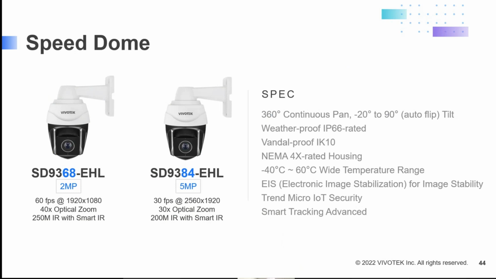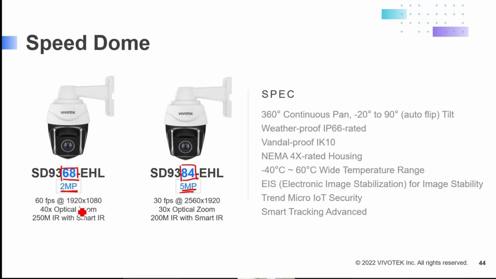And last but not least is a speed dome. If you look in the product portfolio today, there are two camera models in speed dome. One is called the 68. That's the 2 megapixel. One is called the 84. That's the 5 megapixel. Both share the same housing, so they actually look the same from the outside.